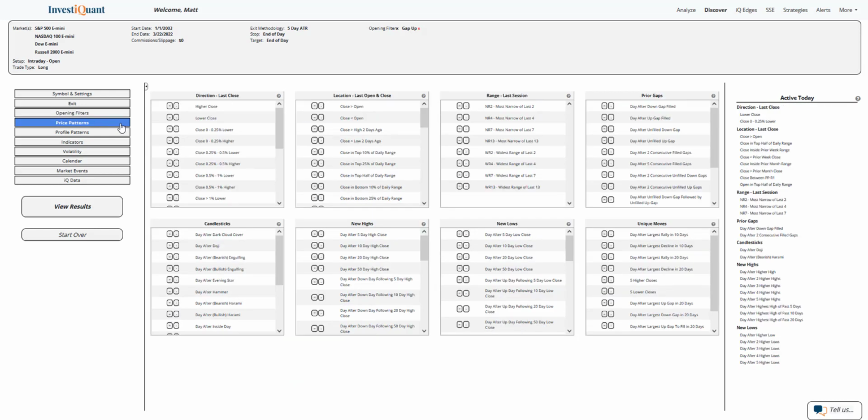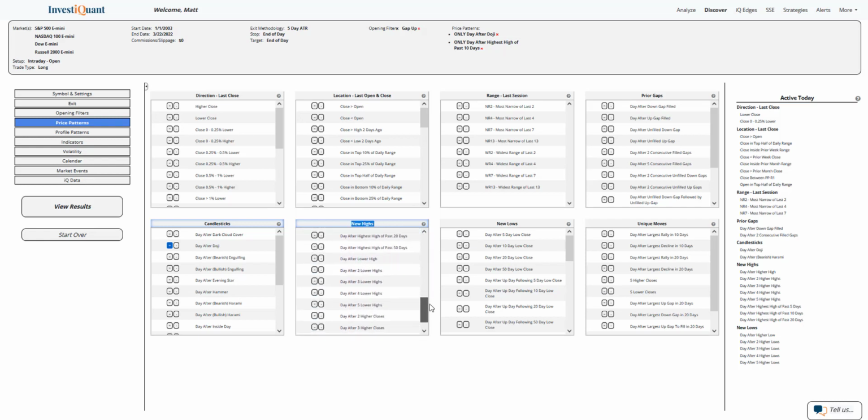All right, next thing I'm going to do is go to the price patterns library, and I'm going to grab the doji candlestick, and I'm going to put it in the context of making a 10-day high yesterday as well. To do that, I can either use this section right here, candlesticks, the second option, day after doji, or I can grab it from the active today, candlesticks, and also new highs. I'm going to say day after the highest high of the past 10 days. I'm going to grab that from over here in active today. It's in our long list of new highs filters that are available here.